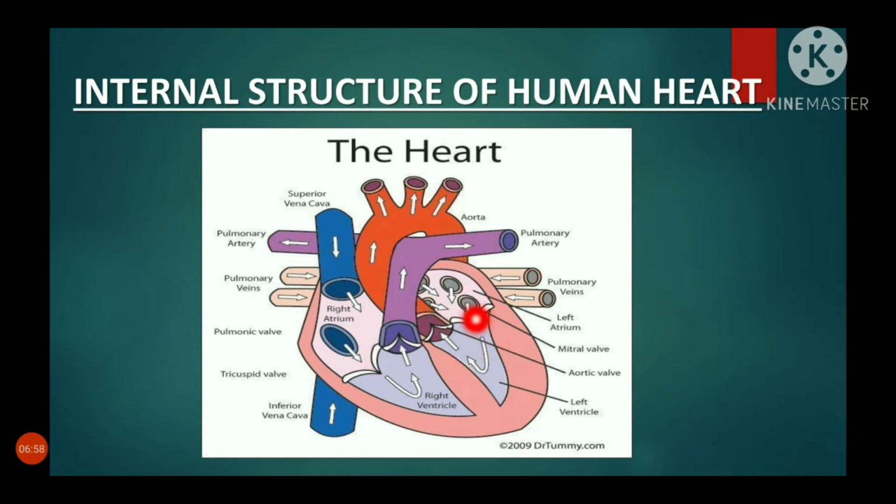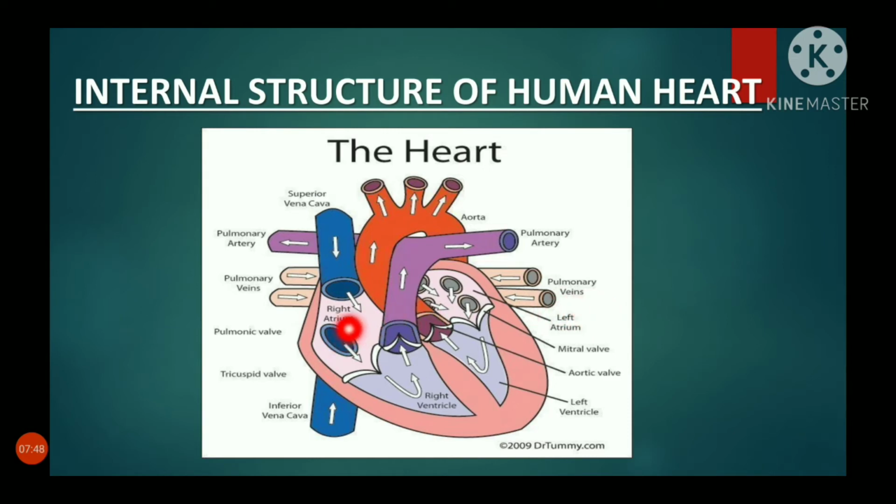Did you understand, students? The internal structure of the human heart has four chambers, that is, left atrium, right atrium, left ventricle and right ventricle. The left atrium is smaller than the right atrium. The left atrium receives blood from the lungs through pulmonary veins. The right atrium takes the blood through the superior vena cava and inferior vena cava. It receives deoxygenated blood.